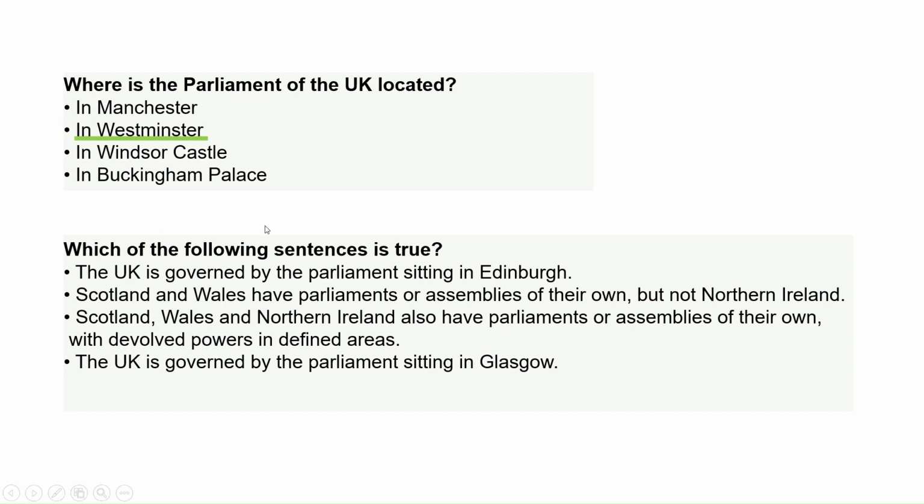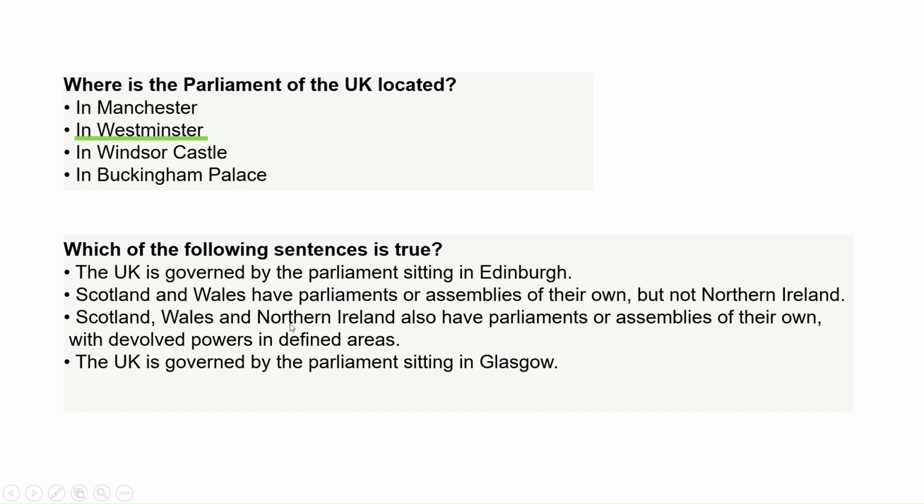Which of the following sentences is true? The UK is governed by the Parliament sitting in Edinburgh. We know that the UK is governed by the Parliament sitting in Westminster. Scotland and Wales have parliaments or assemblies of their own, but not Northern Ireland. That's not really true, as we discussed in the chapter.